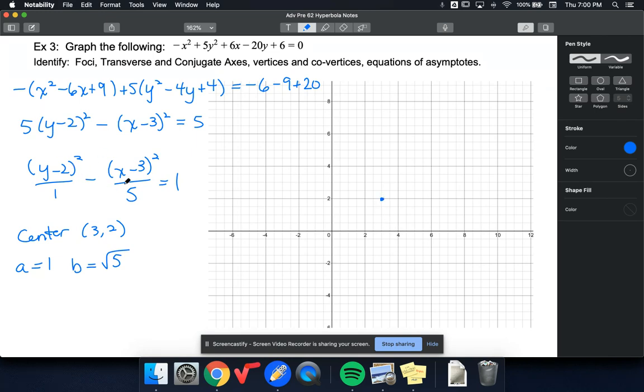Be careful with these switched hyperbolas. And now my a value is 1. It opens vertically, so I'm going to go up 1, and I'm going to go down 1. So those are my vertices. Square root of 5, well, square root of 5 is between 2 and 3, closer to 2. So I'm going to go over 2, just a little bit more. And then I'll go to the left 2 and just a little bit more. I'll use those to create my rectangle to help me create my asymptotes.